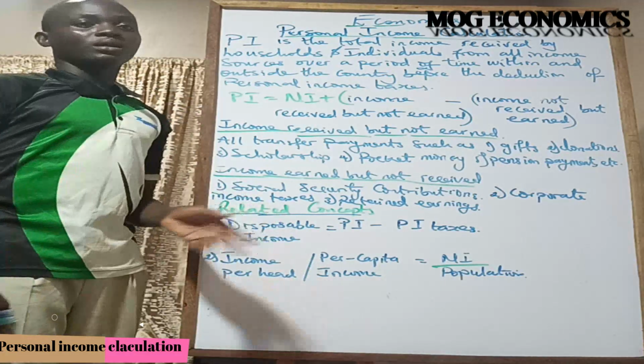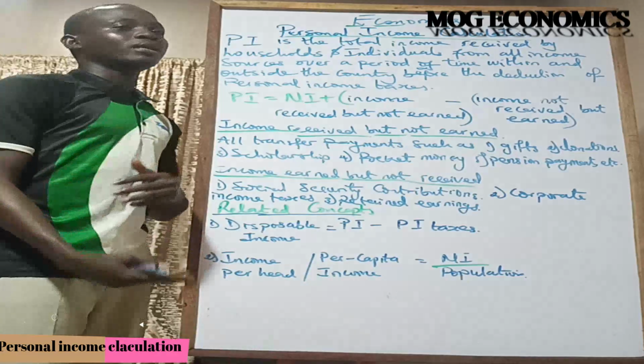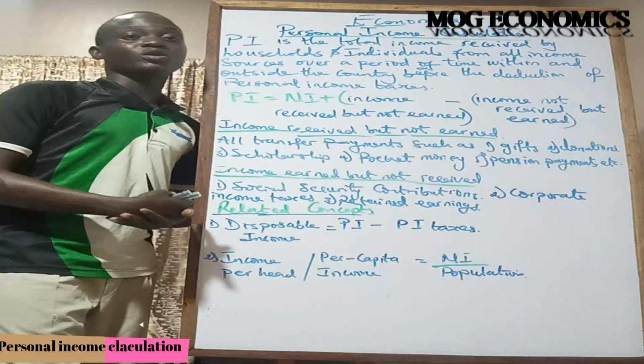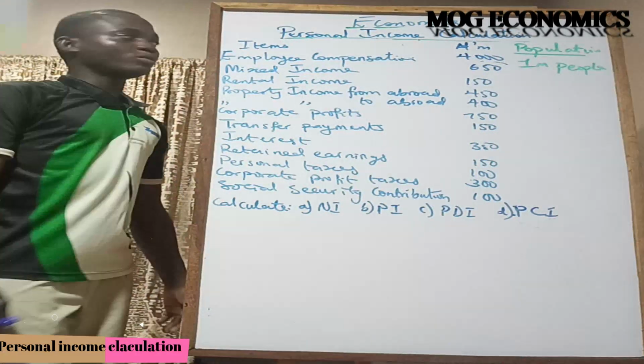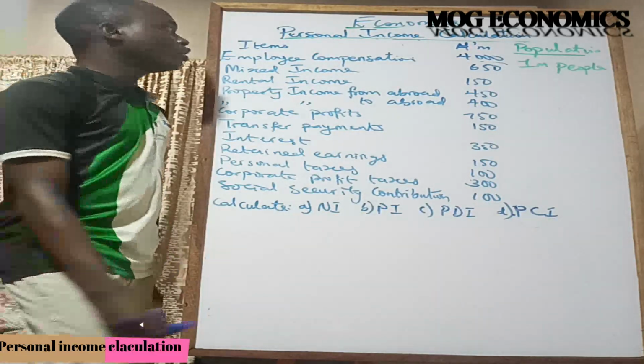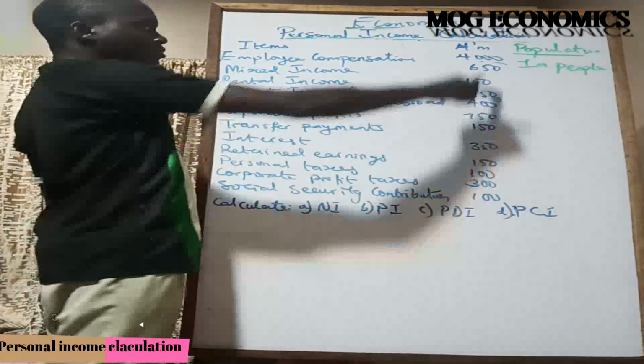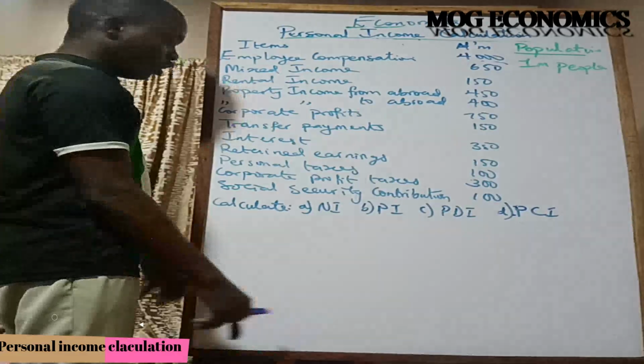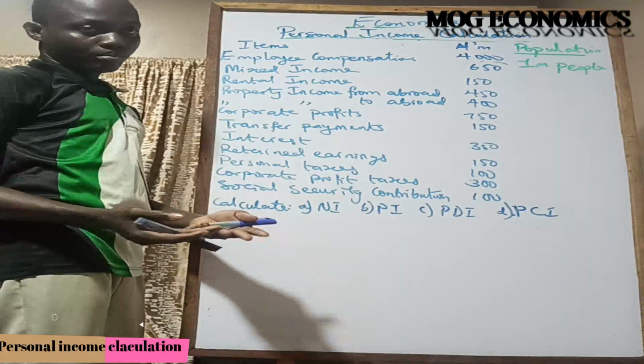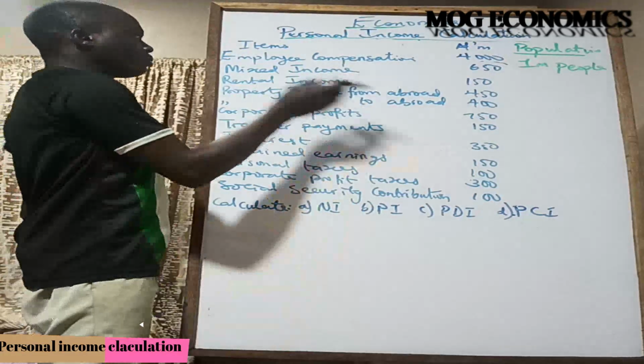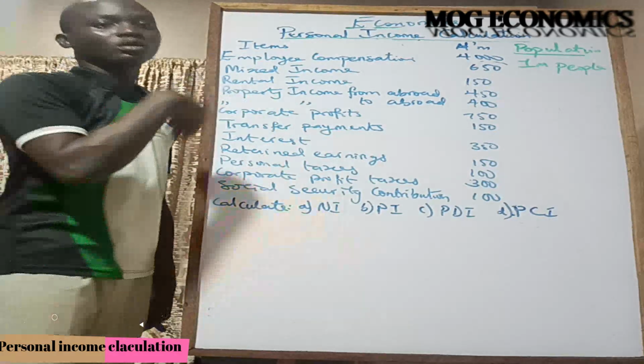So I'm not going to leave you here like this. We are going into an exercise, and then we are going to have an assignment for you to practice with. So, ladies and gentlemen, there is this question for us to play with. We have these items, and we will give the population of the country as 1 million people. The first thing is to calculate the national income. If you look at employee compensation, mixed income, rental income, this is the income approach.